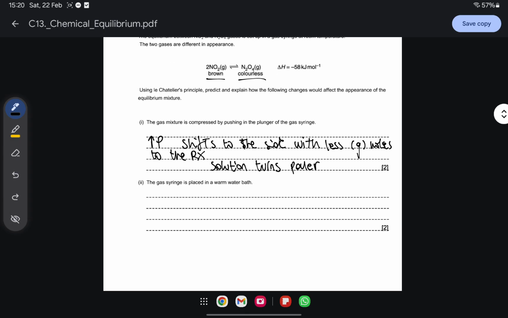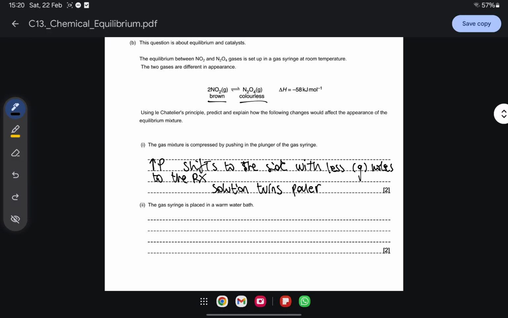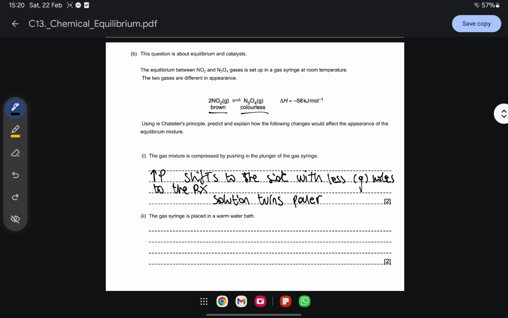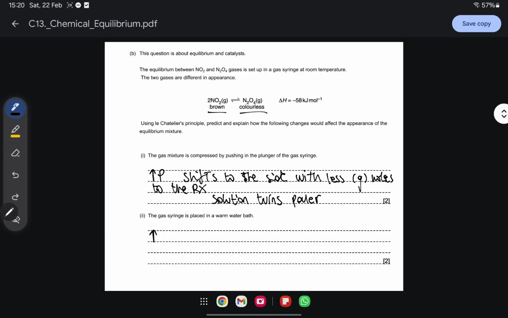I hope that makes sense. Always mention the particles. And the second one, what happens? Warm water bath. Guess what happens? What is the effect? It is an increase in temperature. So you have to interpret the effects that you were given here. So what is the effect? The equilibrium shifts to the left. Why? Because the forward reaction is exothermic. That's it.